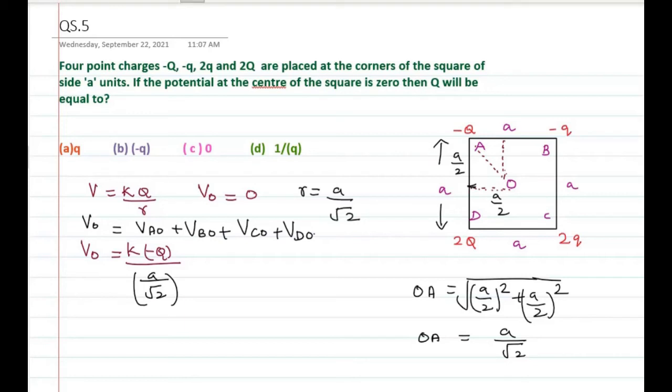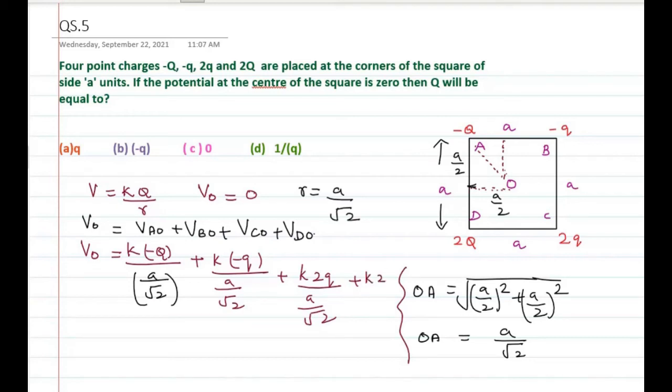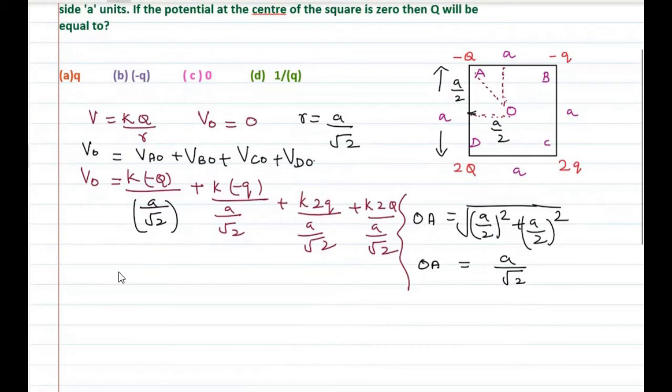Next, for B it is K into minus Q divided by A by root 2. Next, for C it is 2Q, so K into 2Q divided by A by root 2. Next, for D it is 2Q, so K into 2Q divided by A by root 2. If you take the common factors, K is common and A by root 2 is common, so we'll get minus Q plus 2Q plus 2Q.